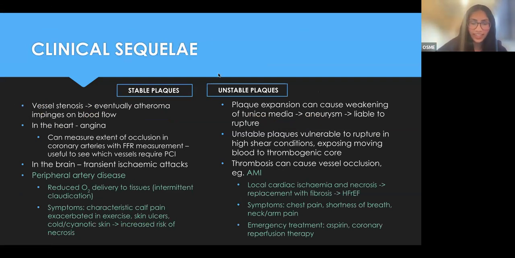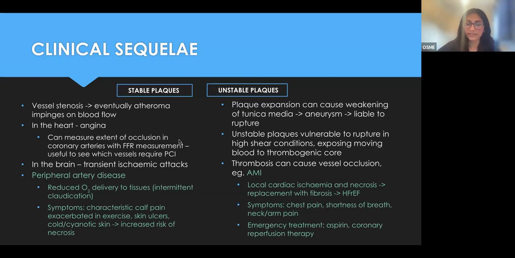Final couple of slides, I think. So the clinical consequences of atherosclerosis. So atherosclerosis is generally silent until you reach the fibroatheroma stage. So when you have just foam cells and it's a fatty streak, nothing's really happening. And then, yeah, the consequences depend on whether the plaque is stable or not. So in stable plaques, you first get vessel stenosis, so hardening of the blood vessel. And then eventually, if the atheroma is expanding inwards towards the lumen, as they normally do, that will impinge on blood flow.